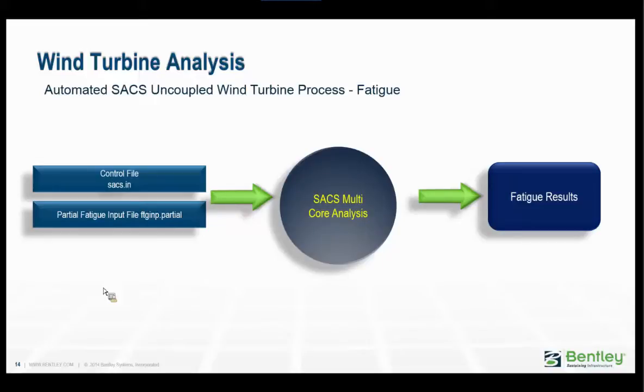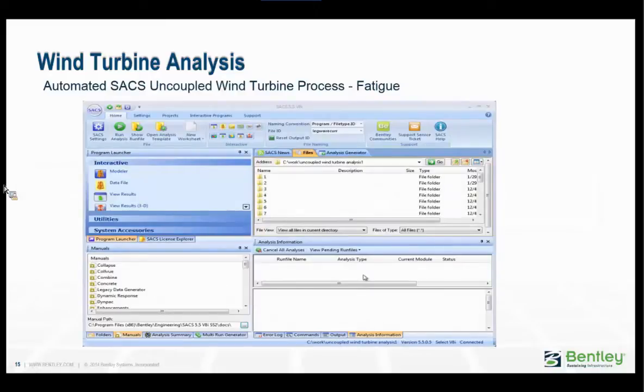The control file basically defines the location of all your simulation input files, in other words, the directory structure. And the partial fatigue input file contains items such as the fatigue design life, any factors of safety, the SCFs, the S-N curves that you want to use, and any overrides that you might have for your fatigue analysis.